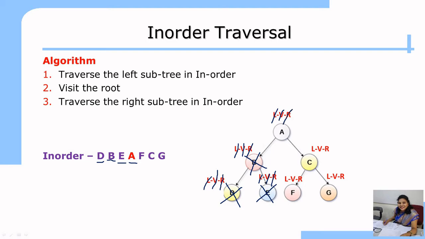Next step is go to the right side. Whenever you go to the right side, your control will come here, but the algorithm for A is over. Now again go to the left. So your control comes over here. Again go to the left.